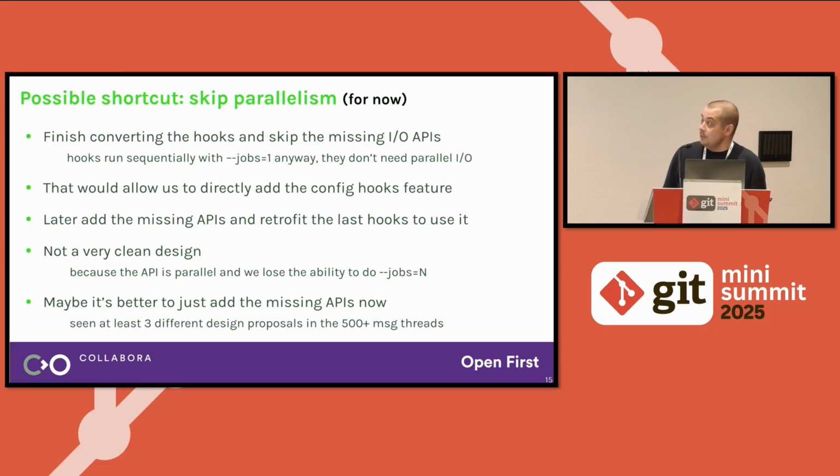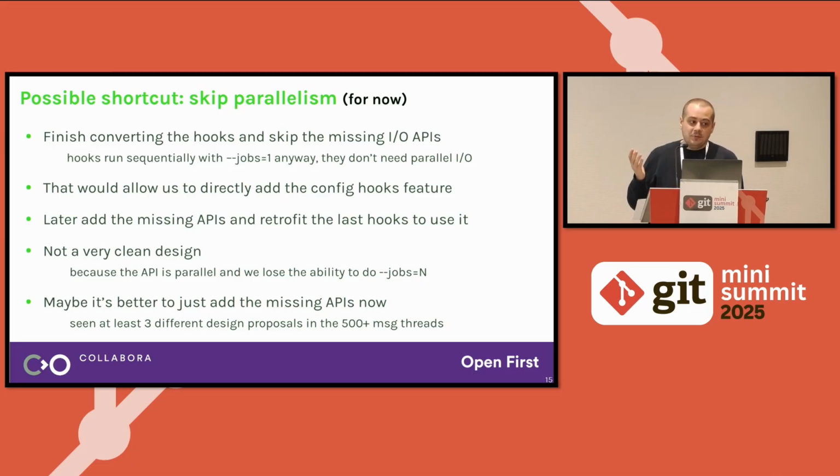Now, we can do a shortcut. We can just skip the parallelism, just convert the hooks and do it sequentially anyway. This will allow us to jump directly to adding the config hooks feature, so we can specify hooks via config and not have parallelism.